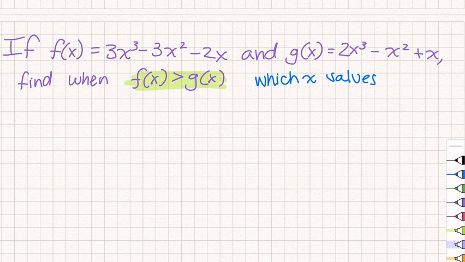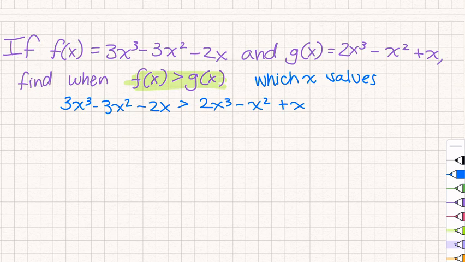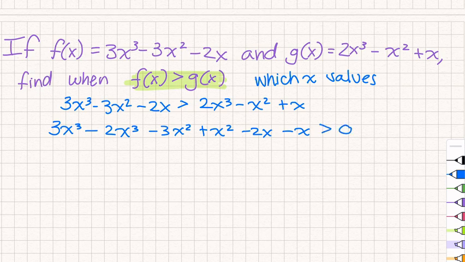we're trying to find when f of x is greater than g of x. So we'll state 3x cubed minus 3x squared minus 2x. We're trying to see when it's greater than 2x cubed minus x squared plus x. And then we're going to simplify, so we're going to move everything to one side. So minus 2x cubed plus x squared minus x. So we're left with greater than 0.